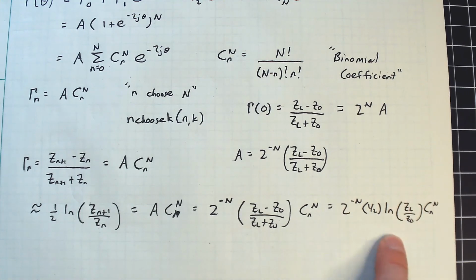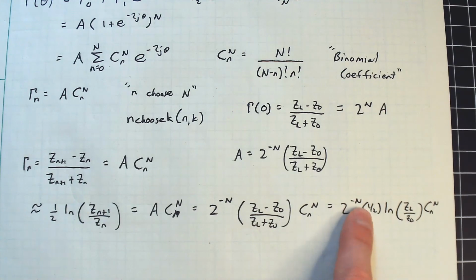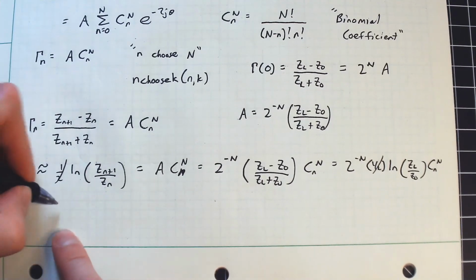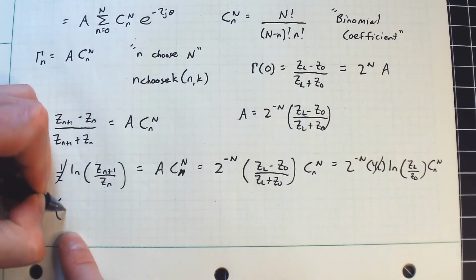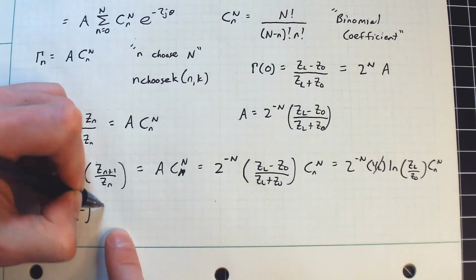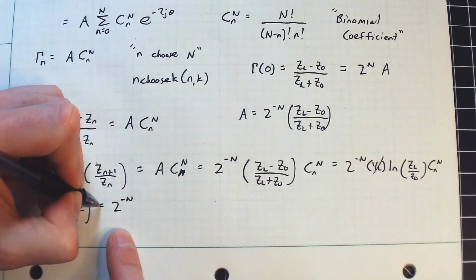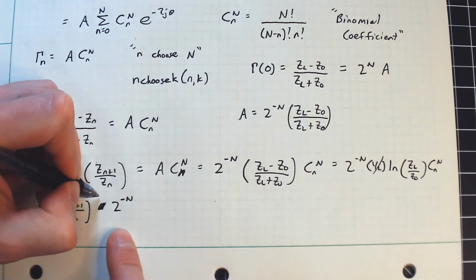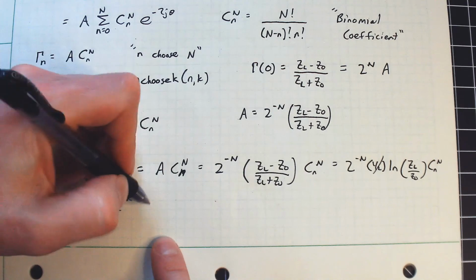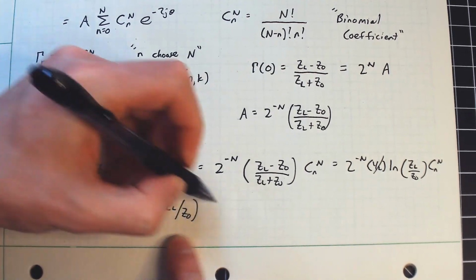So you'll notice these are the things I'm trying to calculate. These 1/2s are going to go away here. So what you're left with is basically the natural log of z sub n plus 1 over z sub n is equal to, or at least approximately equal to, so let's put a little approximation here, approximately, like so, 2 to the minus n times the natural log of z sub L over z naught, c sub n.